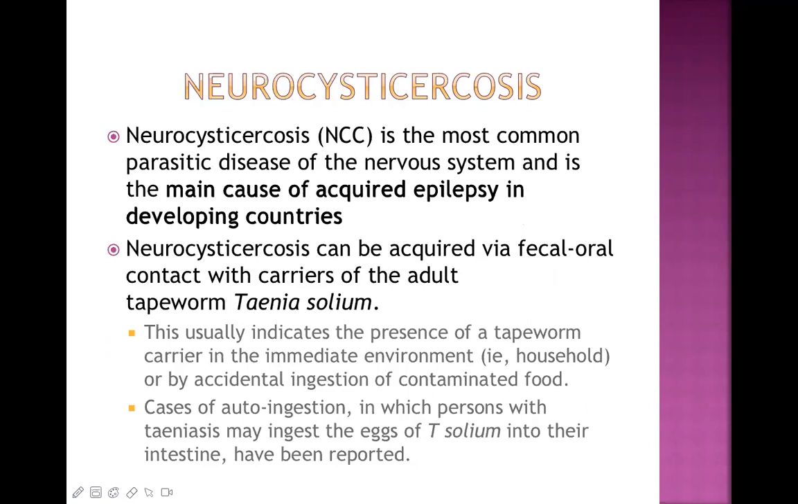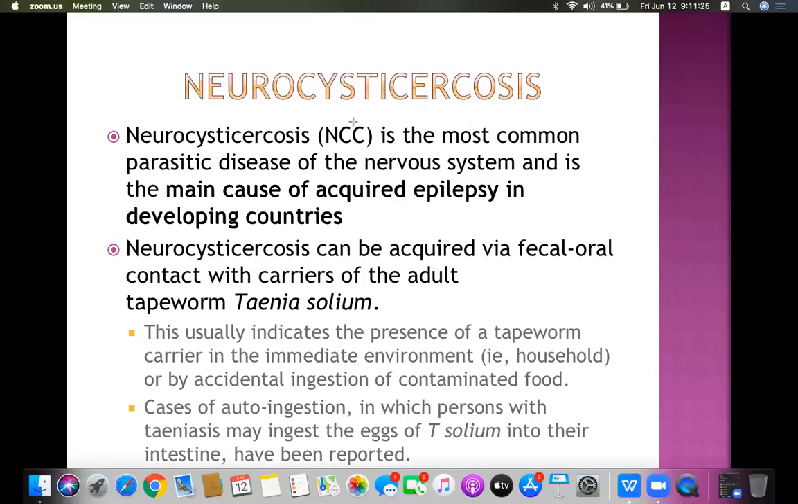Now, with this information, let's talk about neurocysticercosis in detail. This is the most common parasitic disease of the nervous system, and it's the main cause of acquired epilepsy in developing countries. This is a very important point: the main cause of acquired epilepsy in developing countries.